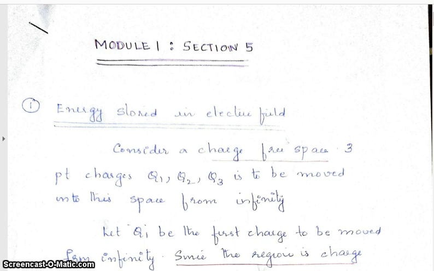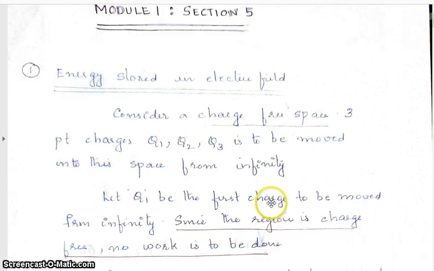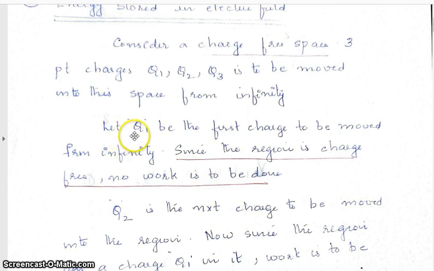Consider a charge free space. Three point charges Q1, Q2, Q3 are to be moved into this space from infinity. Now let Q1 be the first charge to be moved from infinity, infinity in the sense from a long distance. Now since the region is charge free, no work is to be done.